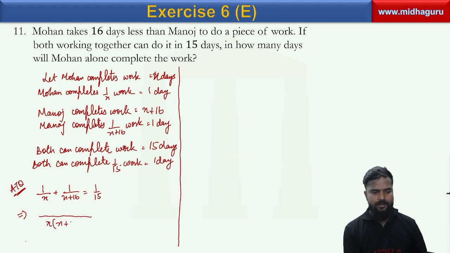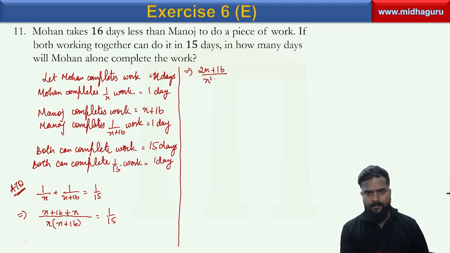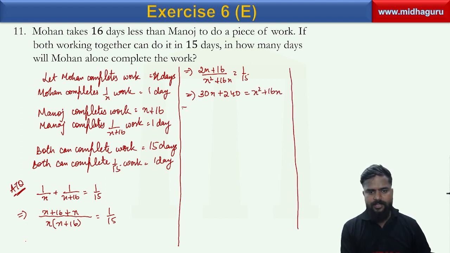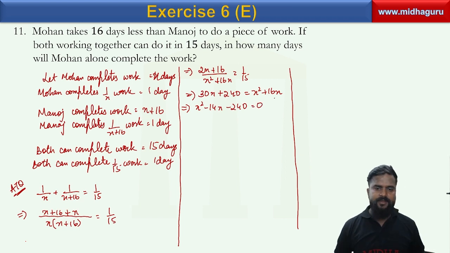So here we get x into x plus 16, and x plus 16 plus x, is equal to 1 by 15. So we have 2x plus 16 by x square plus 16x is equal to 1 by 15. So we multiply this 15 up here, we get 30x plus 15 into 16, which is 240, and we'll multiply x square plus 16x up here. Now bringing all the terms to one side, taking 30 to this side, it becomes minus. So x square minus 14x, and this also becomes minus 240, is equal to 0.